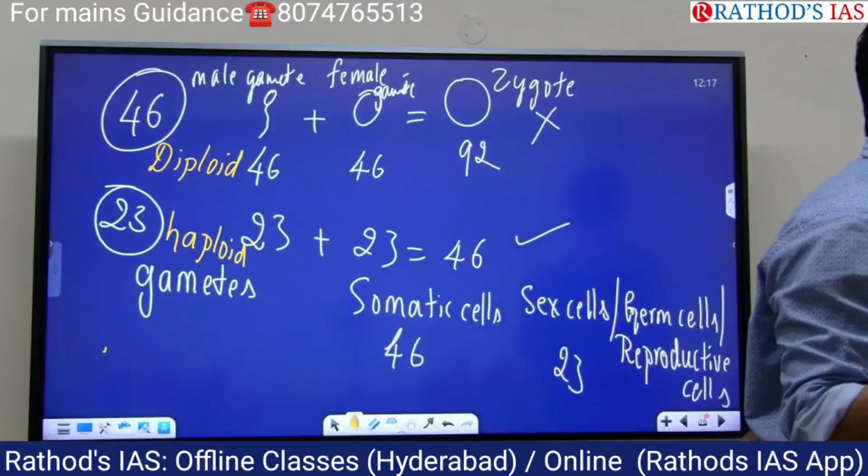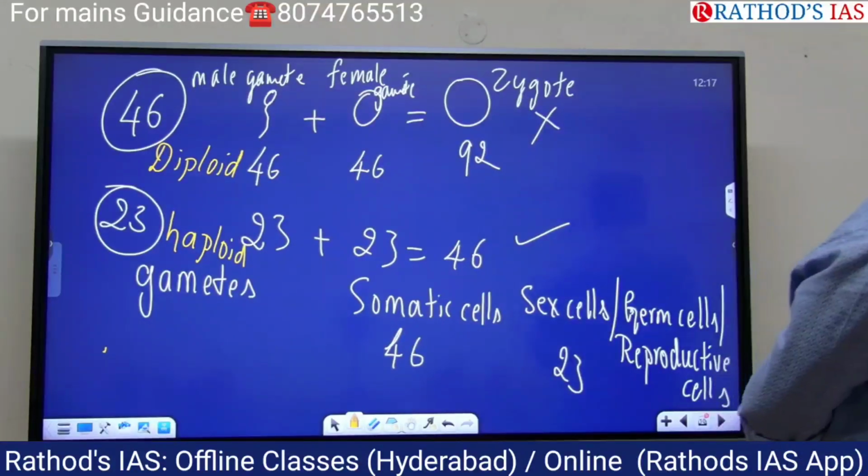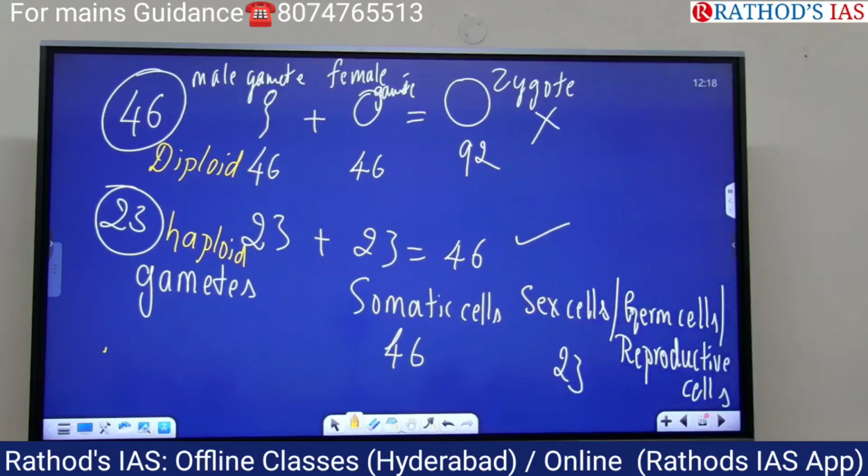Clear? Yes or no? So somatic cells are diploid in nature and sex cells are haploid in nature. That means somatic cells will have two sets of chromosomes, 23 plus 23, and sex cells will have how much? One set of chromosomes, that is 23 only. Understood or not? And sex cells are nothing but gametes, male gametes and female gametes. Male gametes are called sperm. Female gametes are called egg in human beings. But there are male gametes and female gametes in other organisms also.